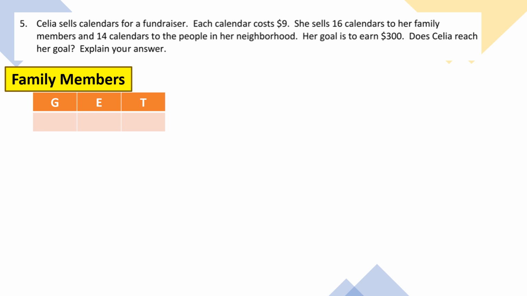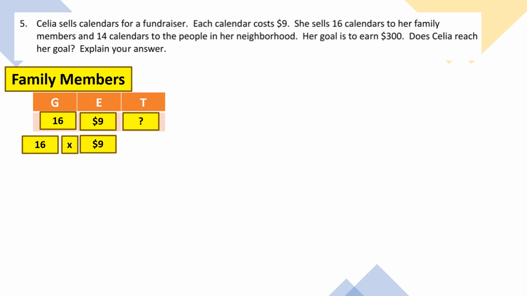Okay, so she sold 16 calendars to her family members, and it said that each calendar was $9. So I don't know the total for family members. I can figure that out. So the equation would be 16 times $9 equals unknown. Okay, let's set that problem up vertically so that we can solve using the standard algorithm. So we have 16 times 9.